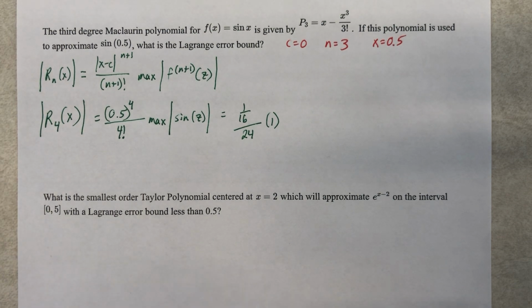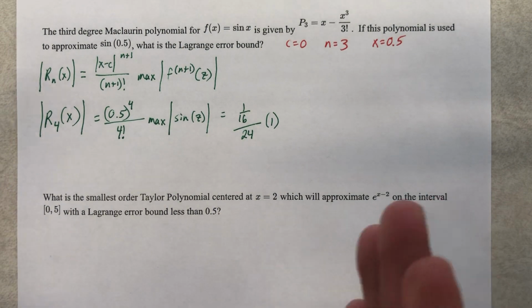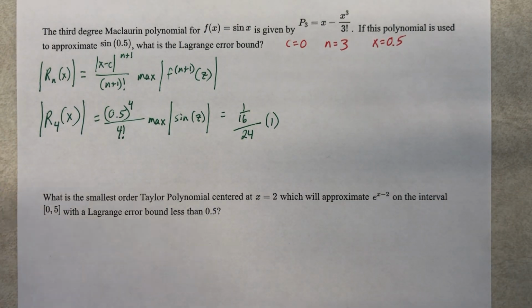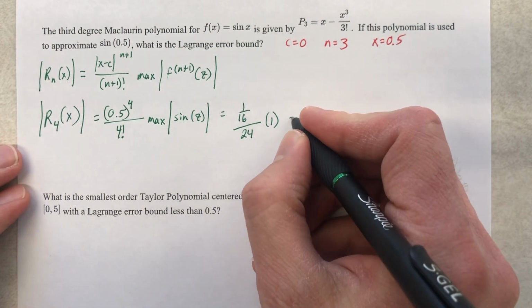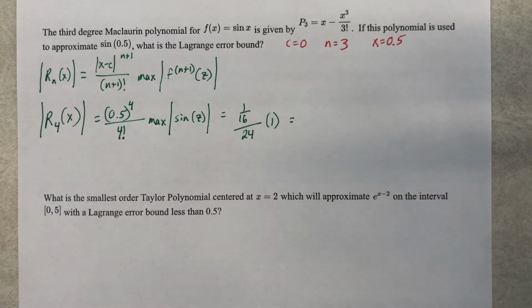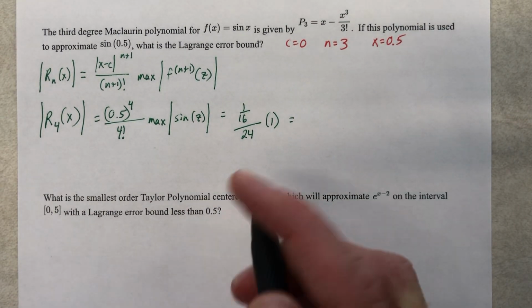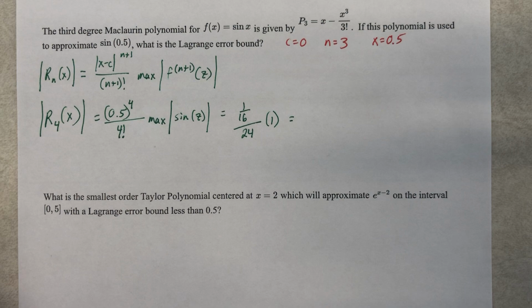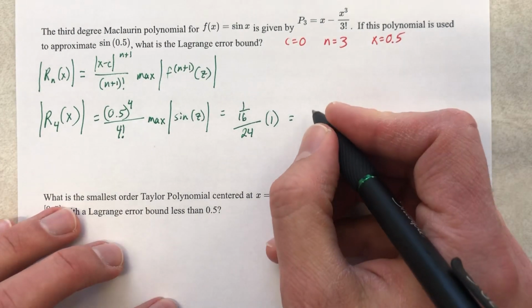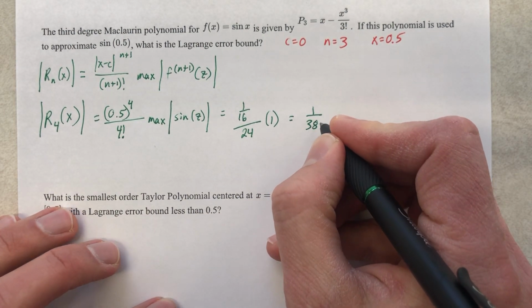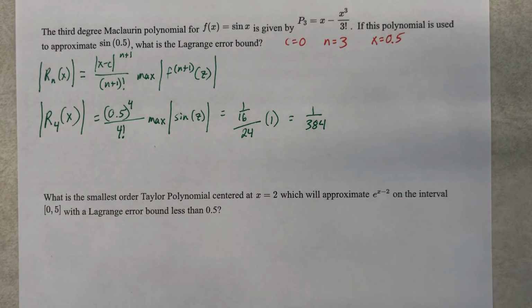So we could, if you wanted to, find the sine of 0.5 and find the actual maximum within there and all that good stuff. We're not. That's all we need. So what I want to do, all I really need at this point is to find out what 1 over 16 divided by 24 is. So 16 times 24 is 384. That's all I need.